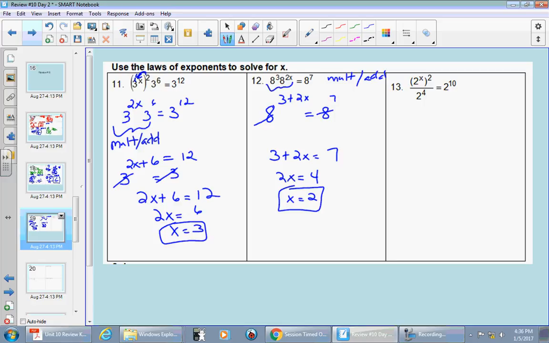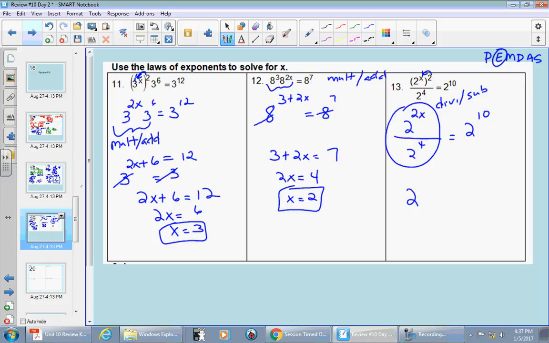All right, for number 13, first we need to do the exponent multiply because of please excuse my dear Aunt Sally, in its regular form. So we got to get rid of this 2 first. So we'll have 2 to the 2x over 2 to the 4th equal 2 to the 10th. Now on this side we want 1 base 2. So it says divide. We're going to keep the 2 and we're going to subtract the exponents. So we'll have 2 to the 2x minus 4 equal 2 to the 10th.